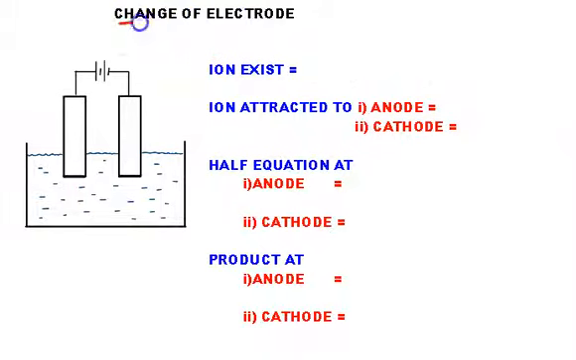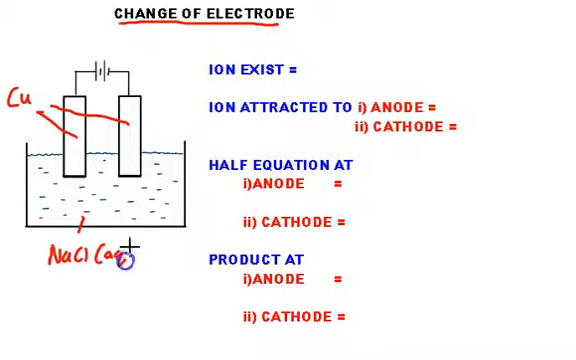The next thing here is the change of electrodes. Previously, in all these examples, I was using carbon. Let me change this to copper, a copper rod, and I remain this with the aqueous sodium chloride. So the ions that exist over here are sodium, hydrogen, chloride ion, and hydroxide ion.